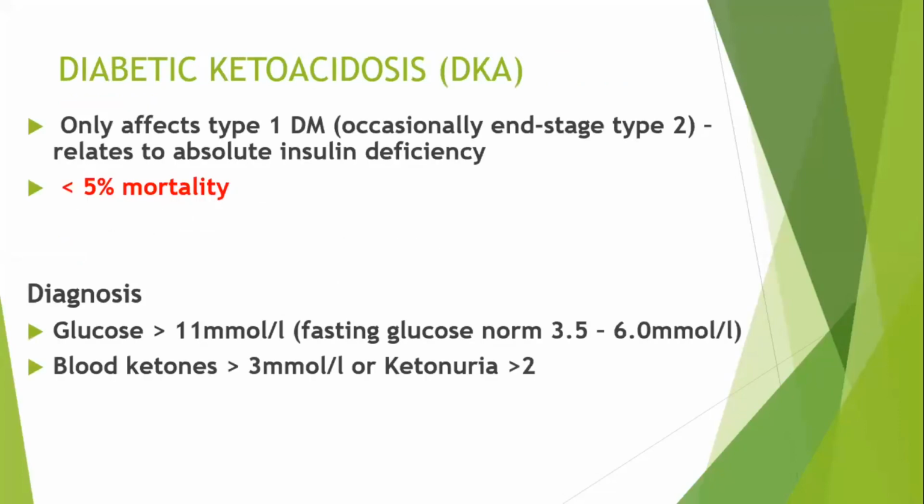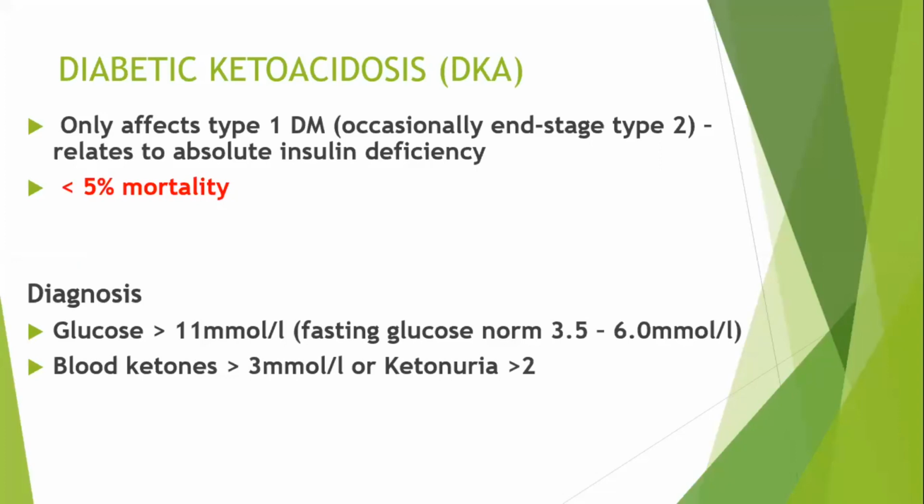So the more common one that most of you probably heard of is diabetic ketoacidosis, commonly known as DKA. So this only affects type 1 diabetics, so no insulin at all, and the mortality rate is less than 5%, so a lot better than the previous one.